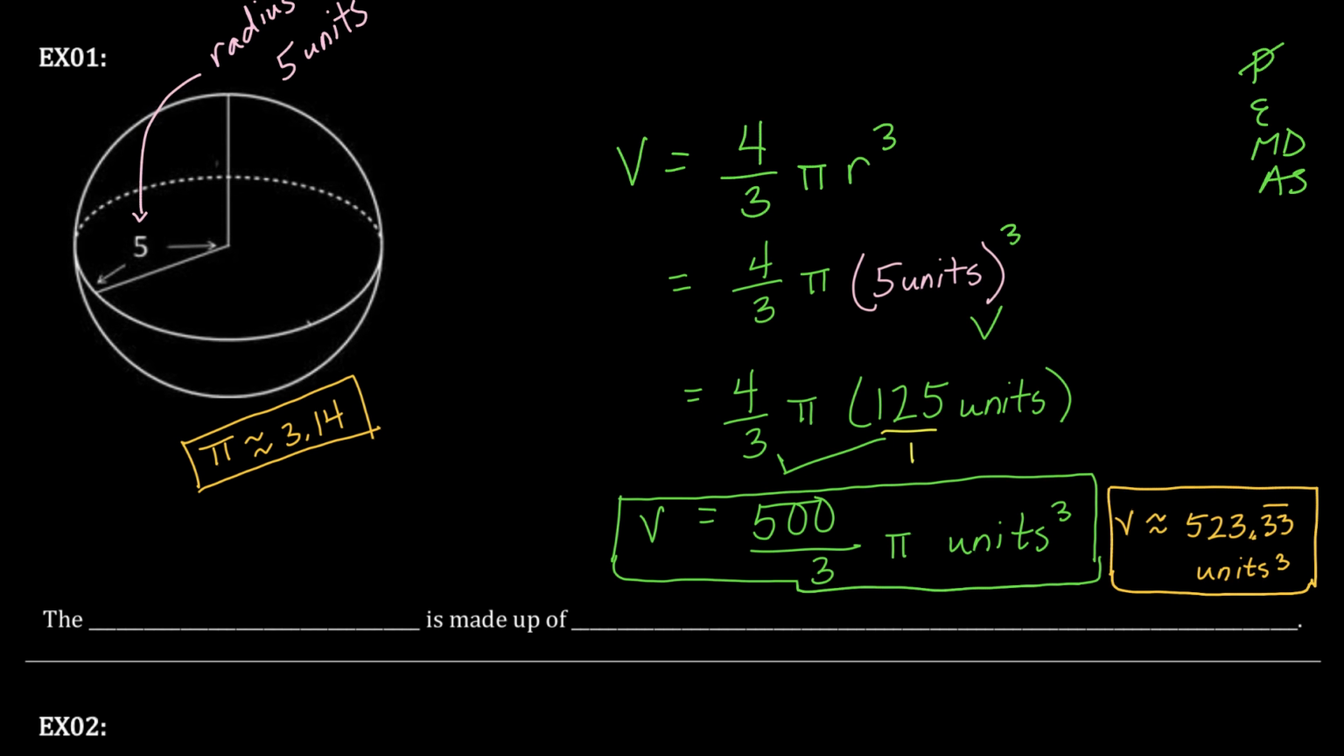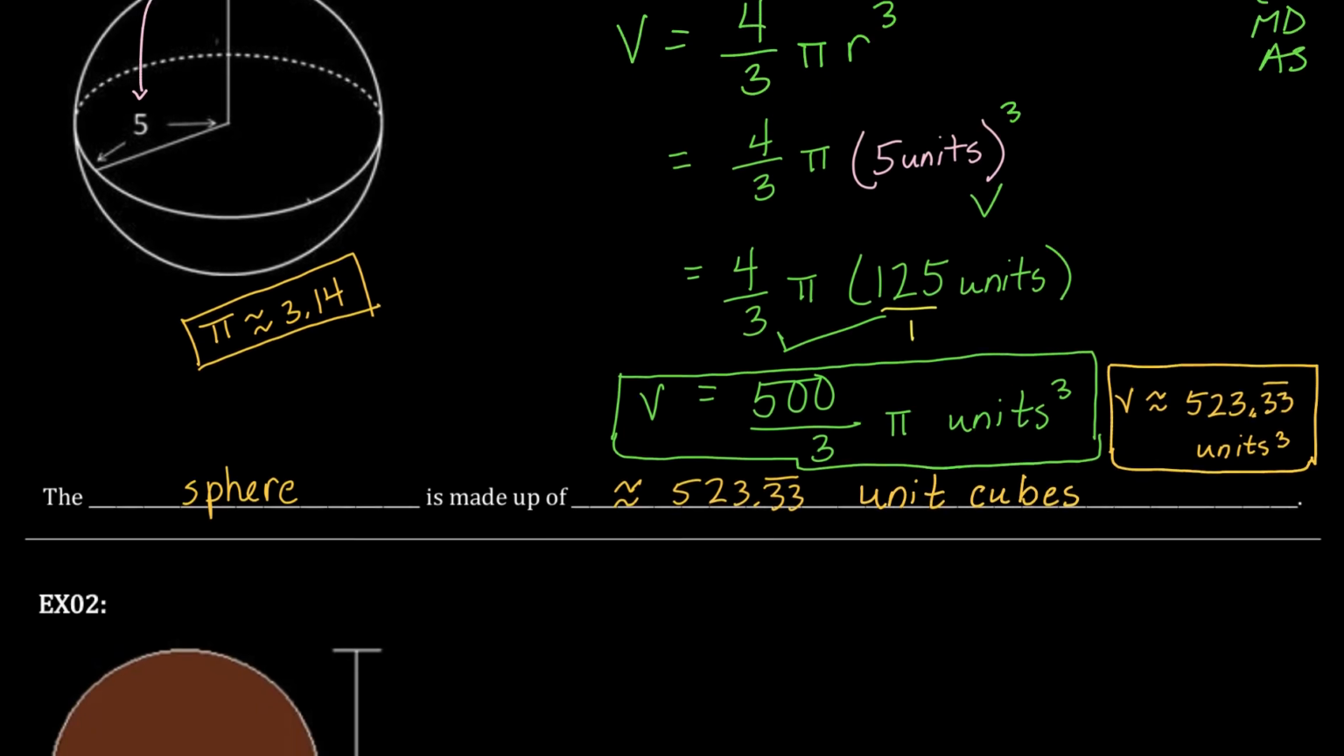So the sphere, now let's keep it like this, the sphere is made of approximately 523.33 units, or we'll say unit cubes. All right, one more example, then we're done.